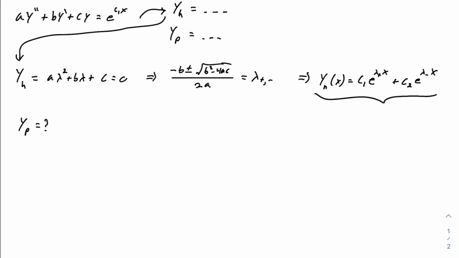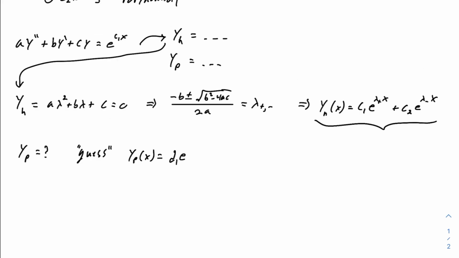Okay, so for an exponential, we kind of know in advance that the derivatives of exponentials are also exponentials. So we kind of guess that we have a solution y particular of x is equal to, let's use d1 e to the c1 x. Okay, so I know that this can kind of look like it's coming out of nowhere, but I just want to kind of explain the thought process of how we could come up with this ourselves.